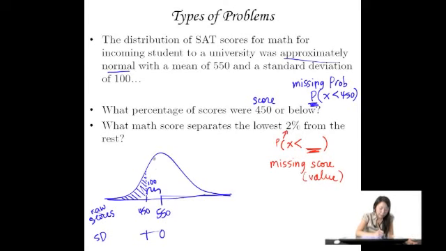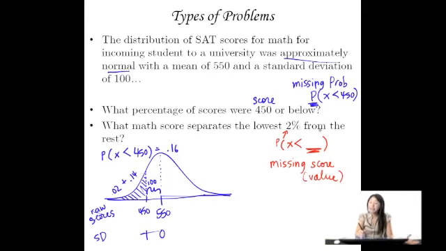And we know that this part from here to here is 34%. We know that this part is about 14%. And we know that this part is about 2%, right? So we could just add 14 and 2 and get that the probability where X is less than 450 equals about 16%, right? So that's the percentage of scores.